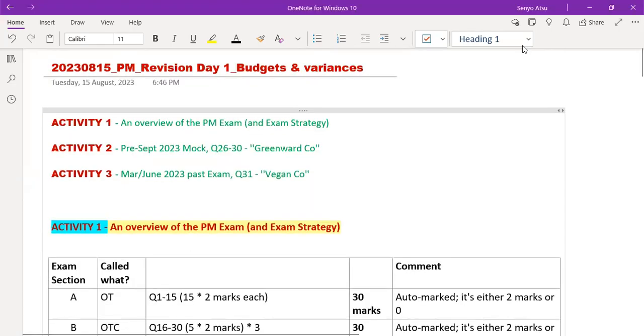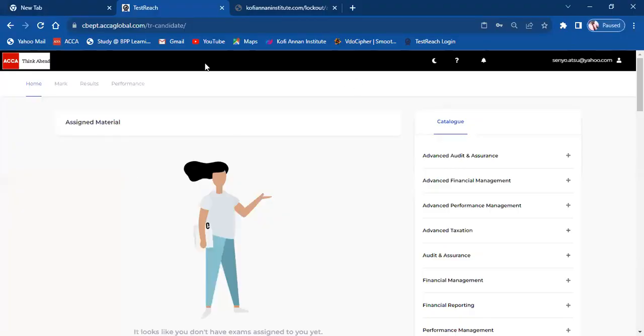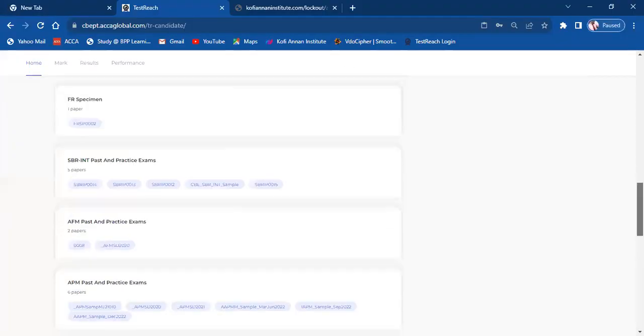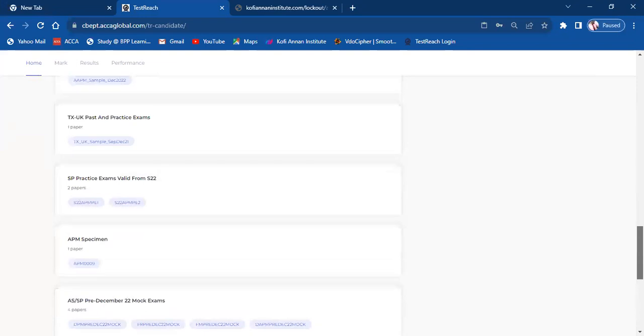So that second and last activity for the night, 36 mark question. Be mindful of this. Don't go beyond 36 minutes. March, June 2023 exam. Hopefully, I've already assigned it to myself.